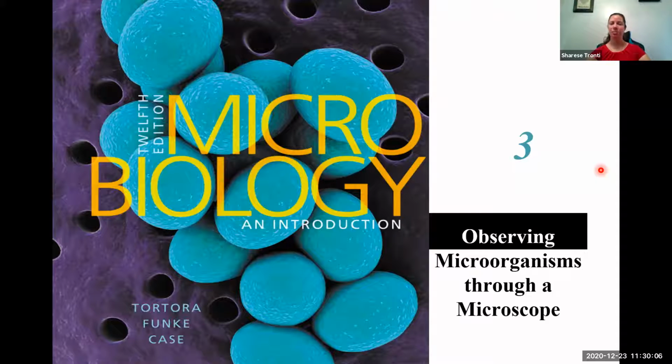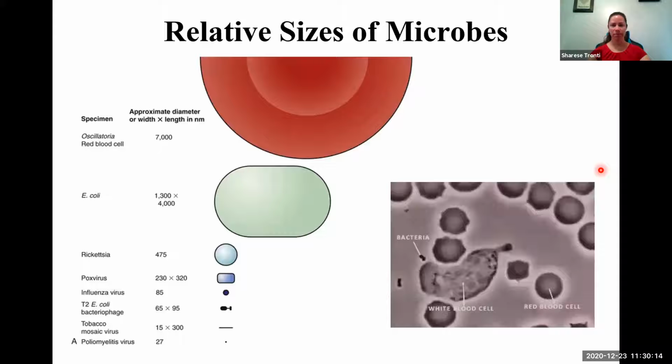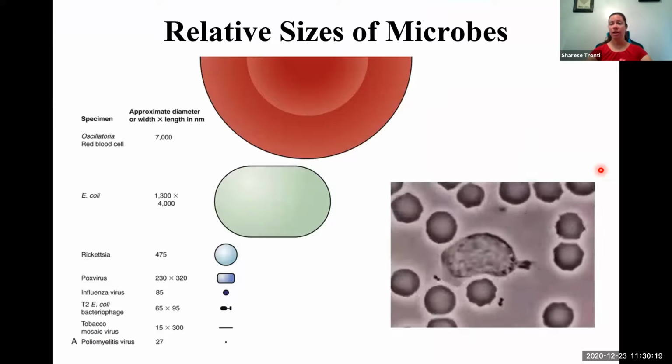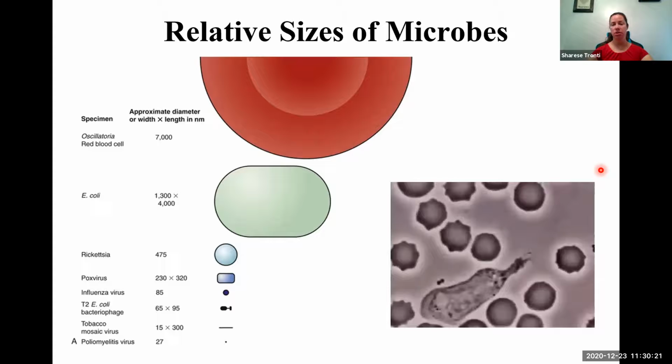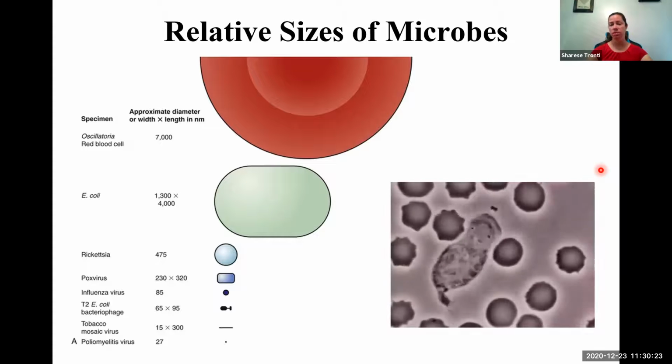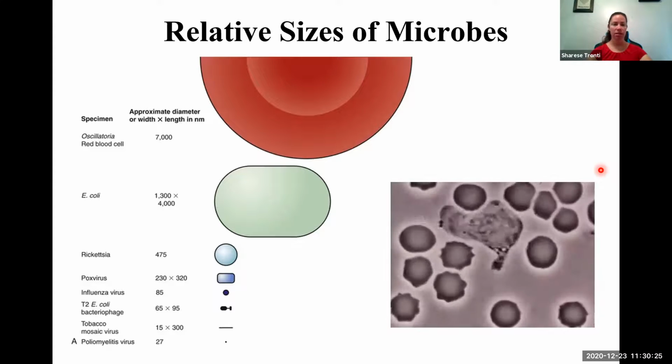All right, welcome to chapter 3. In this chapter, we're going to cover some staining techniques and using a microscope. So before we start in that, we're going to first look at just how small bacteria are, which is what we're mostly going to be looking at in this class.